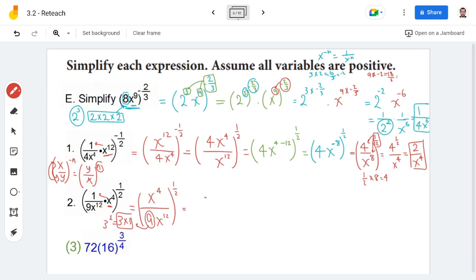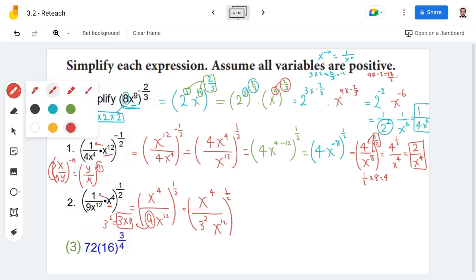Now let's rewrite the question. So it will become x to the power of 4 over 3 to the power of 2 times x to the power of 12. Now we do the same step we did before. Do you remember what we did here? We forget about the 4 and, since we have the same base, we minus the power. So let's ignore the number for a while, and we do x to the power of 4 minus x to the power of 12.